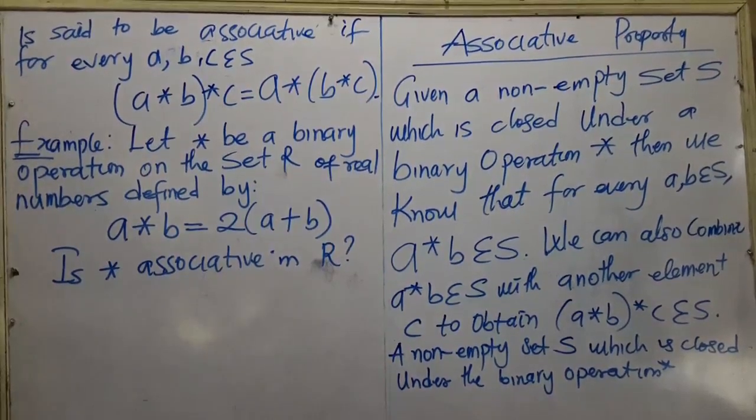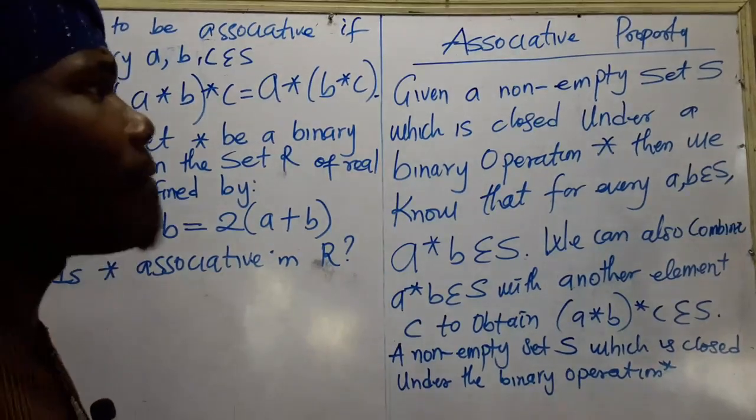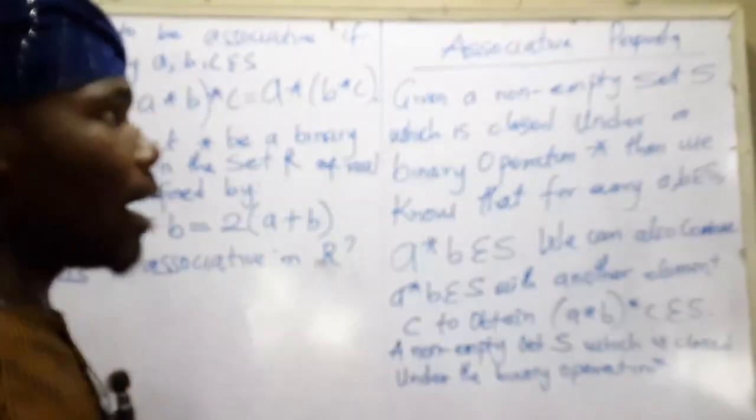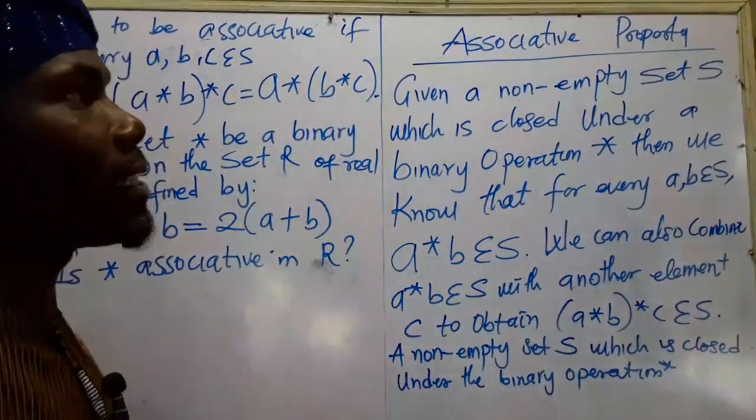Today's lecture is associative property in binary operation. We have explained the binary operations, and they have some properties. We have closure properties, commutative properties, and next is the associative property.